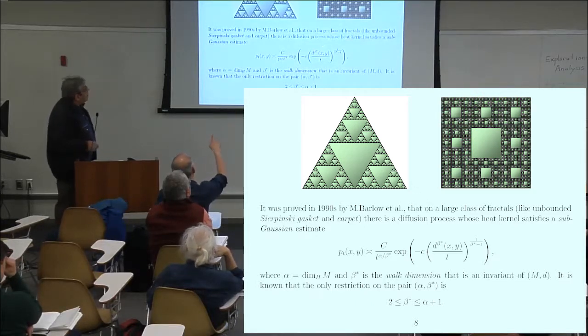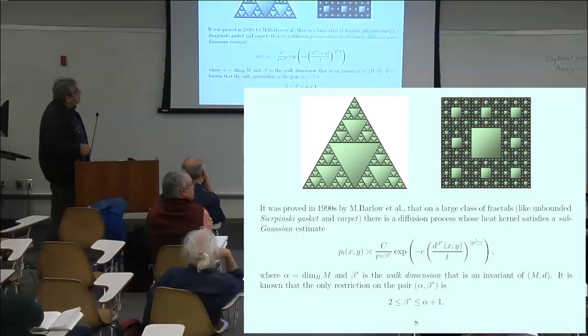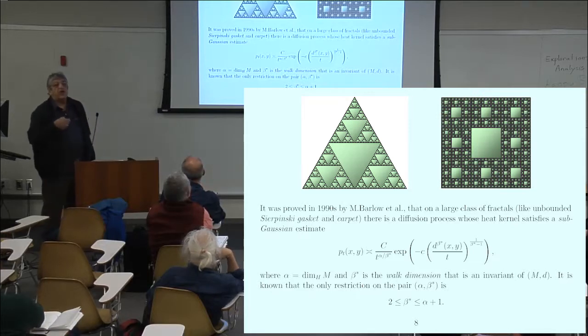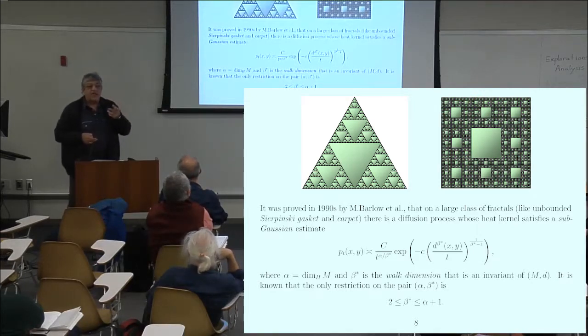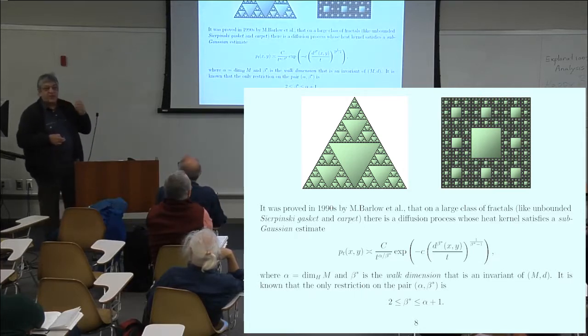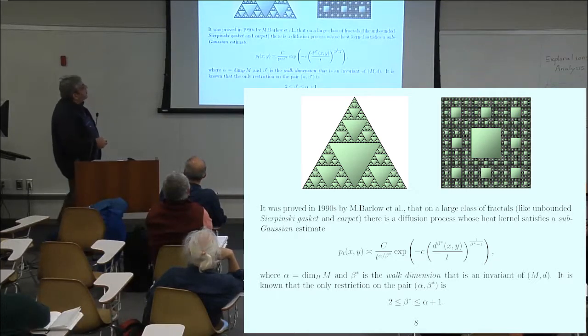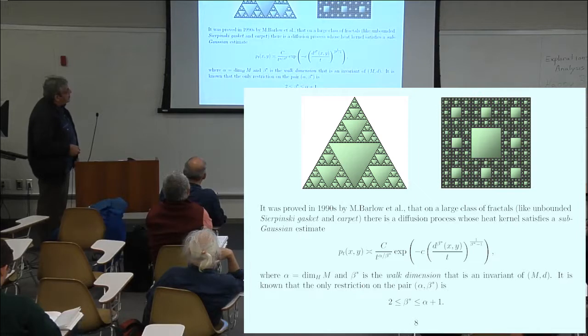Right? Alpha is the Hausdorff dimension of the fractal, whatever the fractal is. And beta star is a new invariant of the metric space alone, which is called the walk dimension, right? It doesn't follow from the Hausdorff dimension, it's a new parameter. In Euclidean space, this beta star is 2. Therefore, we never see it, right? It's always 2. But if you go further into the analysis of fractals, we see a new parameter appearing there apart from the Hausdorff dimension. So it turns out that this alpha and beta star, being a characterization of the space in question, must always satisfy this restriction: this beta star is at least 2, but bounded by alpha plus 1.